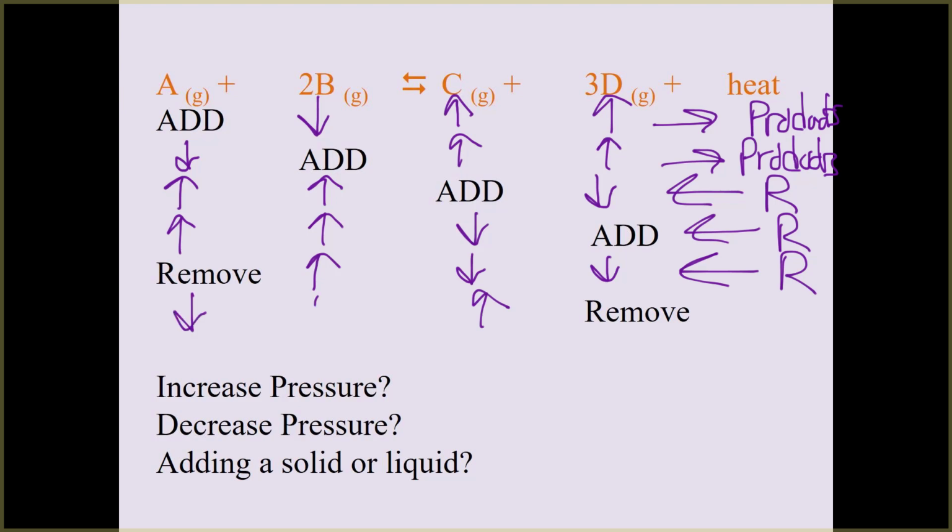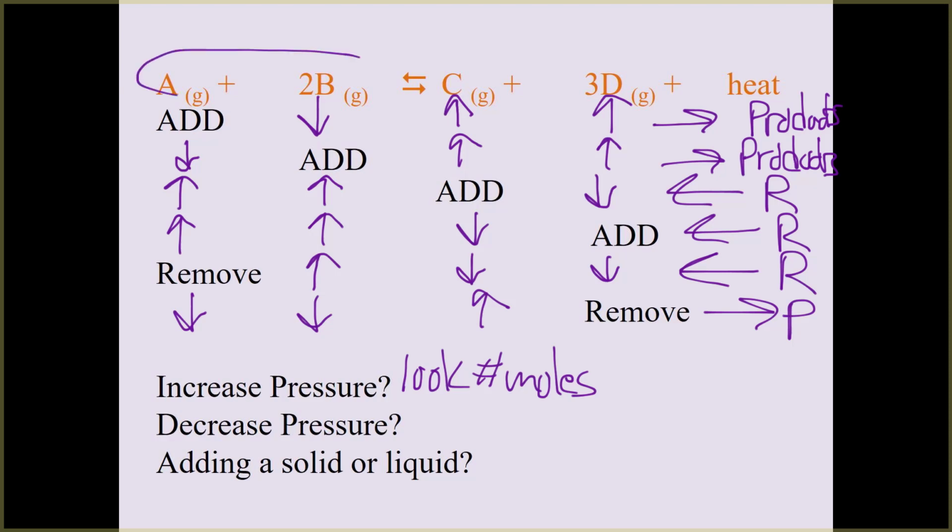But A and B are not being made because the reverse reaction is not occurring. So I'm going to get a shift towards the product side. What will happen if I increase the pressure? If you increase the pressure, you have to look at the number of moles on each side.